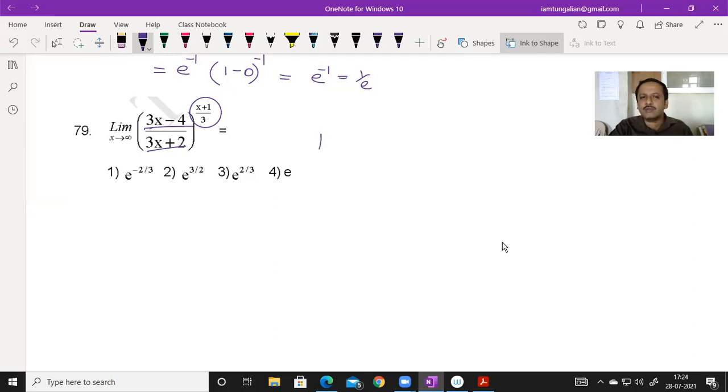And power x plus 1 by 3 as x tends to infinity. Infinity plus 1 is infinity only. Infinity by 3 is infinity. Okay. So it will be of the form 1 power infinity. Right. So now it is of the form limit x tends to infinity f of x to the power g of x.